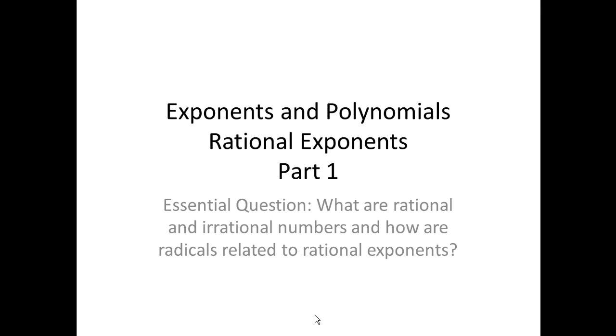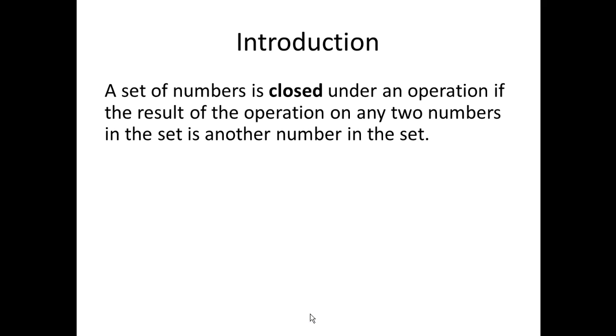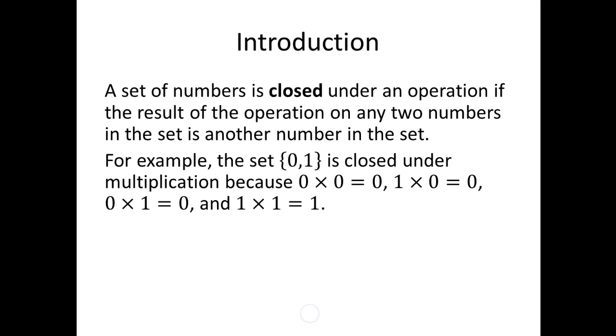In this lesson, we will talk about rational and irrational numbers and how radicals are related to rational exponents. A set of numbers is said to be closed under an operation if the result of the operation on any two numbers in the set is another number in that original set. For example, if you consider the set with just the numbers 0 and 1 in it, notice that it would be closed under multiplication. Why?